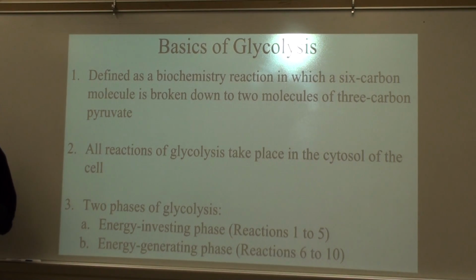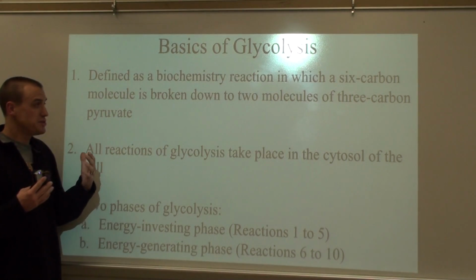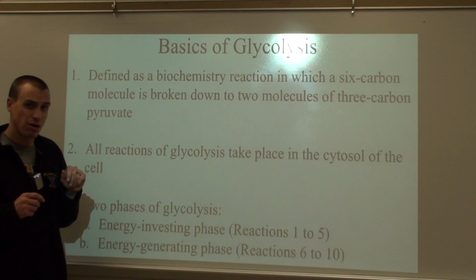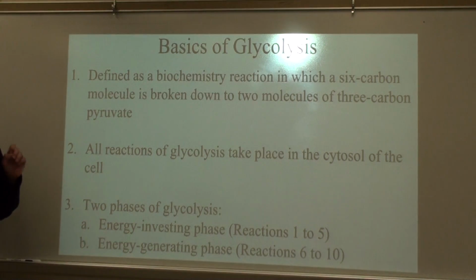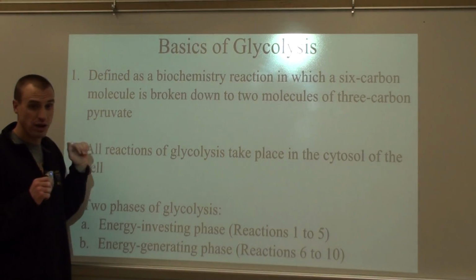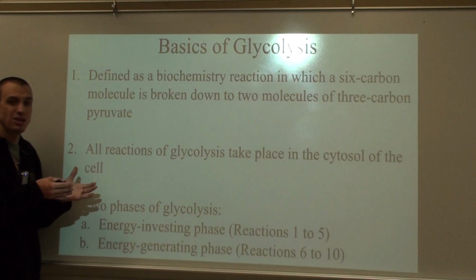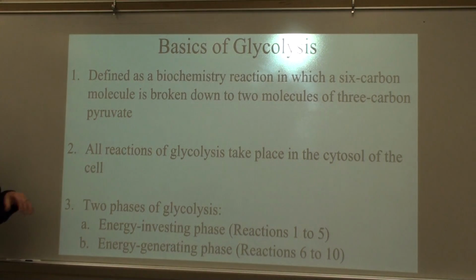So we start out here with the basic definition of what glycolysis is. Glycolysis is simply a biochemical reaction in which a 6-carbon molecule is broken down into 2 molecules of 3-carbon pyruvate. Pretty simple definition. We're going to get into the details of how that exactly happens.